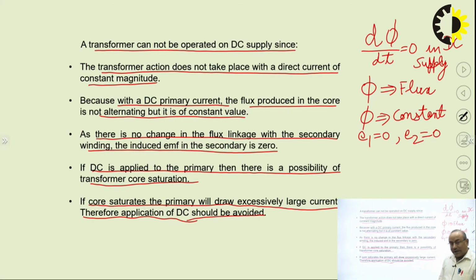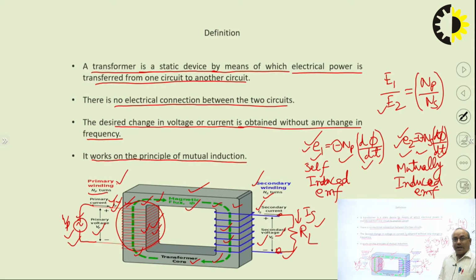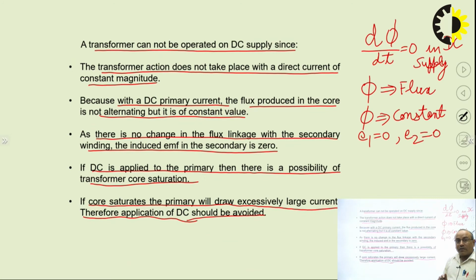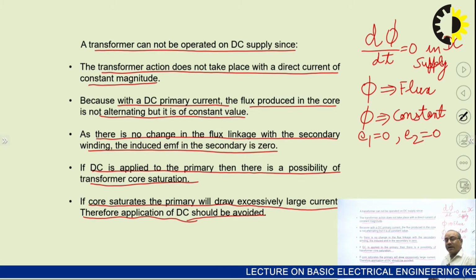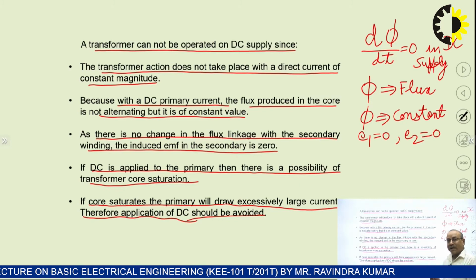That is why we have seen already in the definition part that a transformer is a static device by means of which electrical power is transferred from one circuit to another circuit, and we have already discussed that these two circuits or sides are AC circuits. Since a transformer cannot work on DC supply, this is about the working principle of a transformer, how it is operated on AC supply and why it cannot be operated on DC supply.